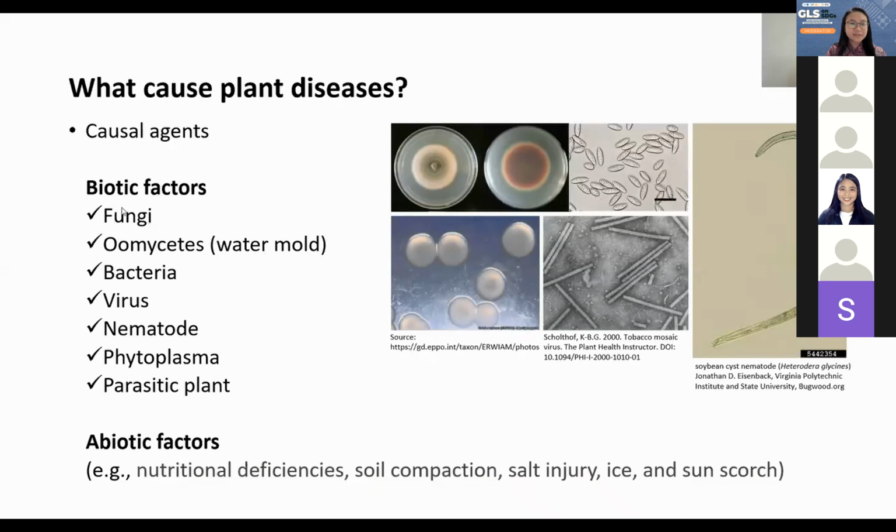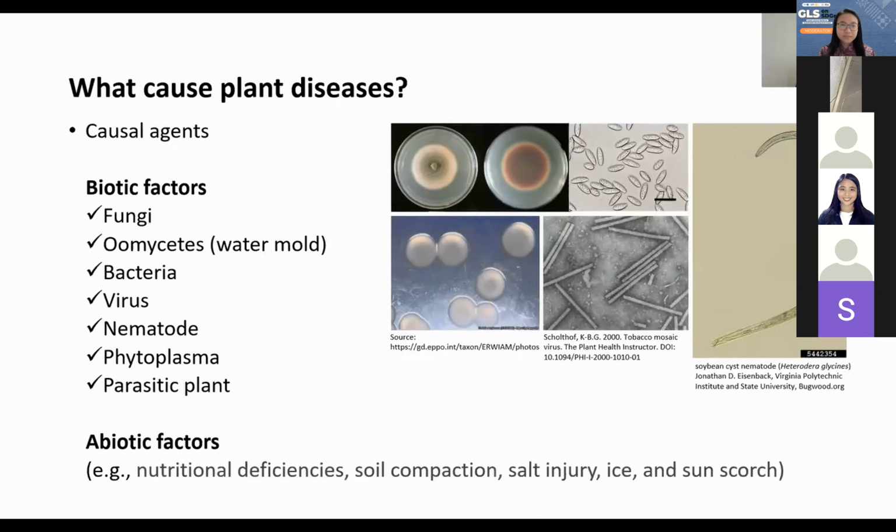Okay, and there are also some non-living things that can cause problems in plant health. These non-living things are mostly coming from environmental conditions, such as nutritional deficiencies, soil compaction, and some injuries caused by salt injury. Ice is very common here in North America because we have winter. And also sun injury, sunburn is also very common here, especially in apple crops.